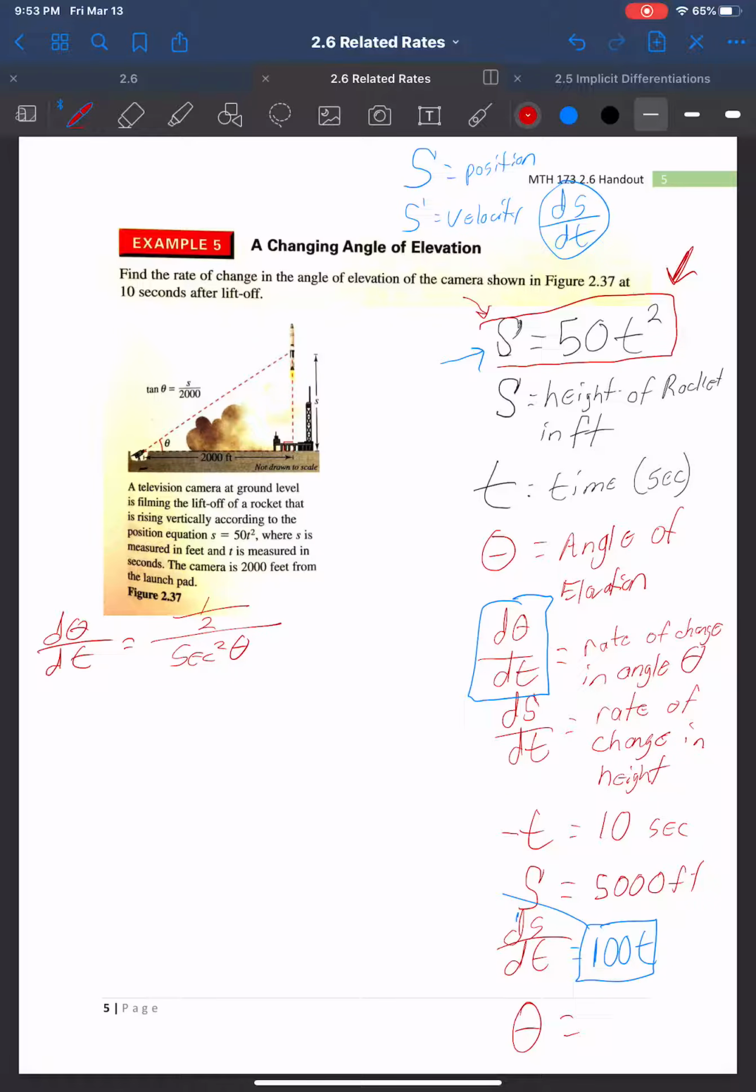Now, you could try to approximate theta, but let's think about it. If you're programming this, you're working for NASA, and say you're the one programming these cameras so that they can follow the rockets as they lift off into space.